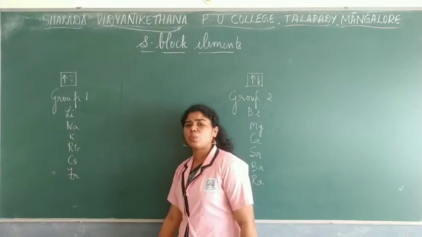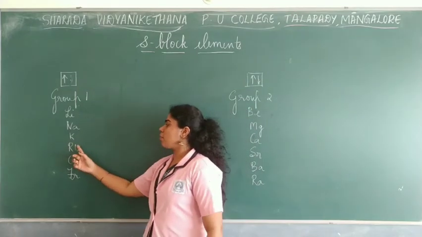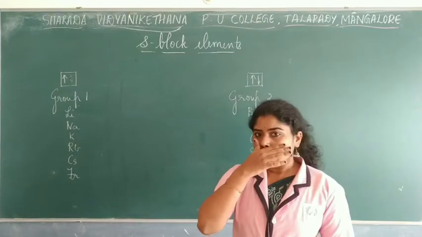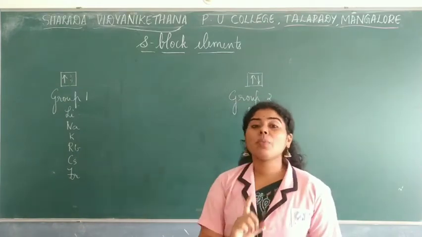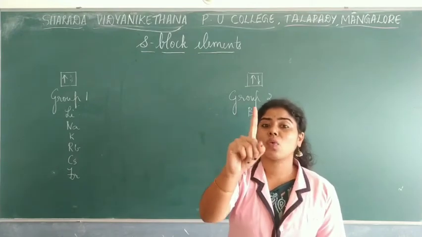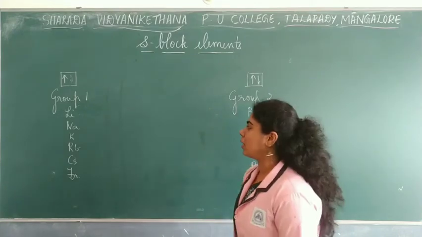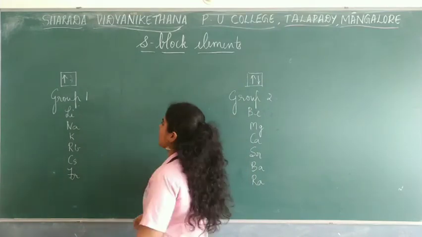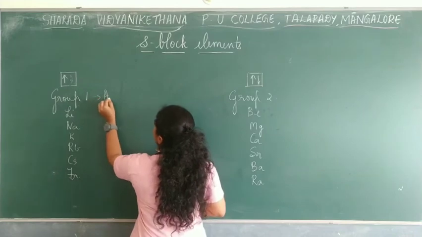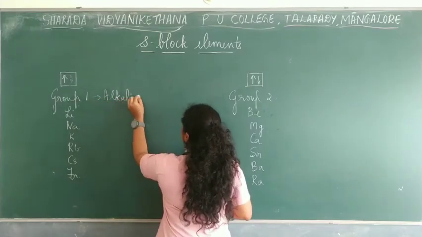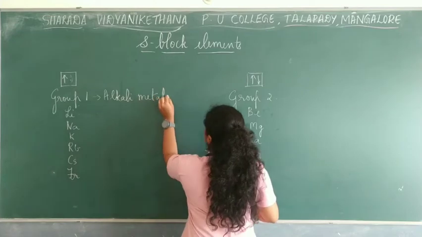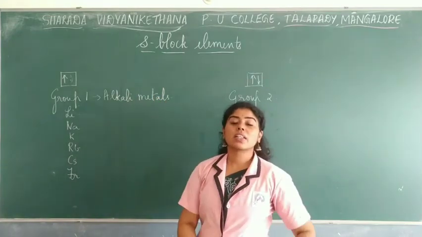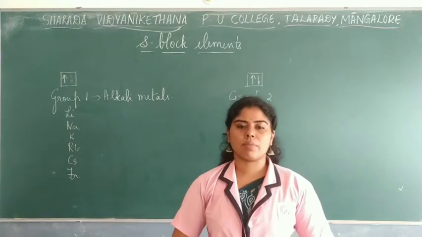So talking about the group 1 elements first, that is lithium, sodium, potassium, rubidium, cesium, francium. As I said, group 1 elements have how many electrons in the outermost orbital? They have only 1 electron in the outermost orbital. These elements have a particular name, and they are designated as alkali metals. Why are these called or categorized as alkali metals?